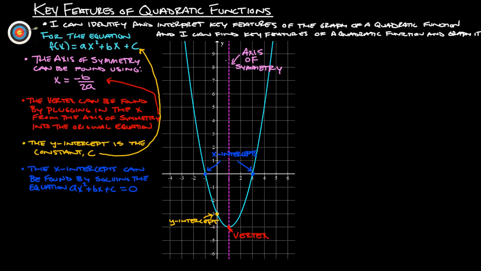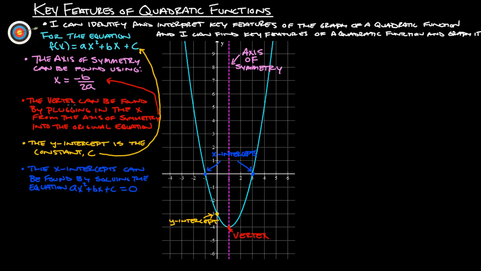First thing, axis of symmetry. If you remember from before, we can find that using the formula x equals negative b over 2a. You can tell that's the reason why it's nice to have this in the standard form here, ax squared plus bx plus c. So that's how we find the axis of symmetry.